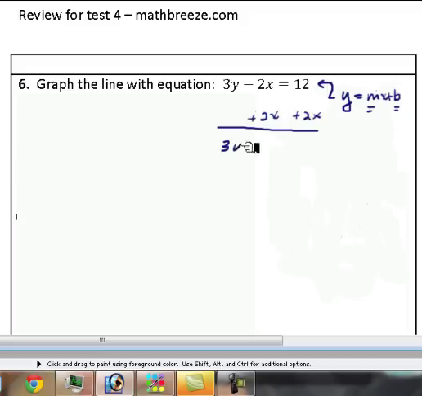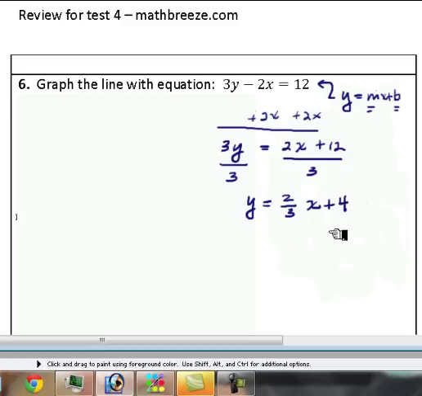So we have 3y is equal to 2x plus 12, and then divide by 3. All right, so we have y is equal to 2/3 x plus 12 over 3, which is 4. So we have our slope, m is 2/3, and we have our y-intercept, (0, 4). All right, so let's start our graph.